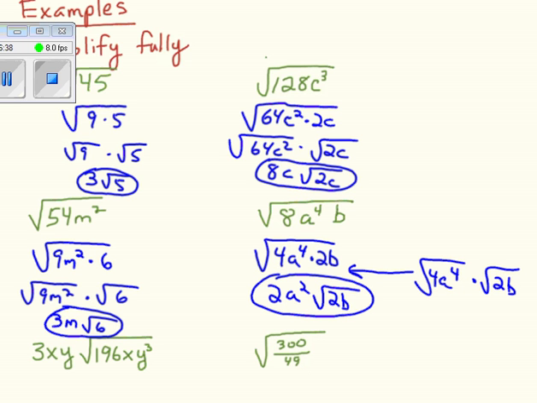Maybe I better not skip that step on you guys yet. Right, because that's your square root of a product property. So I see where this became 2a squared right here. And this is now a perfect square. All right? Okay, let's do this one.